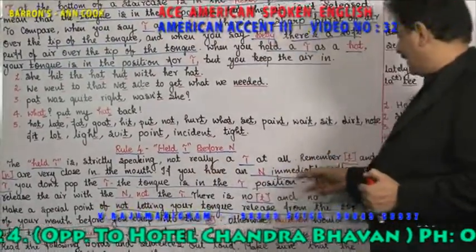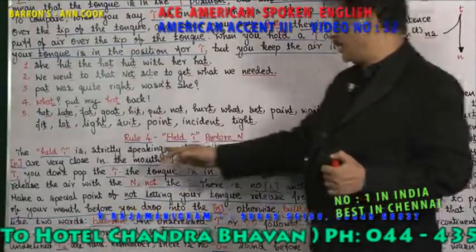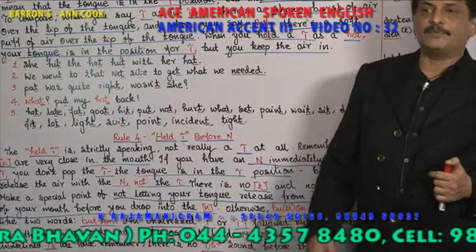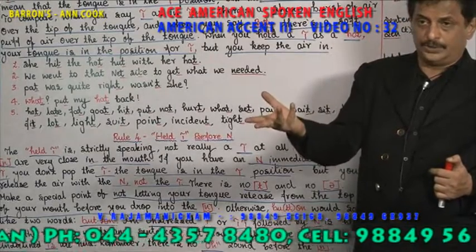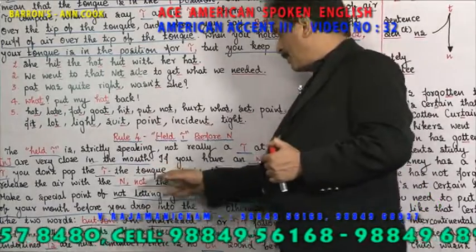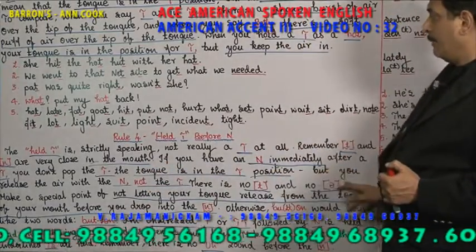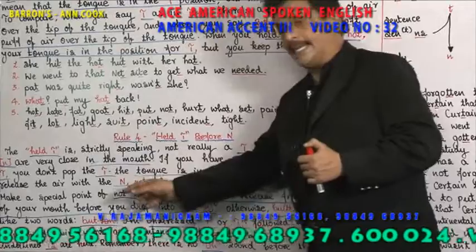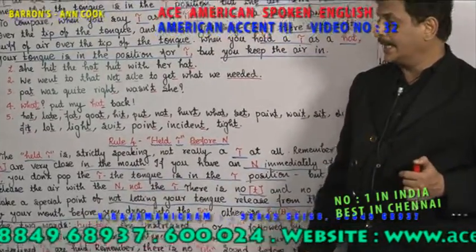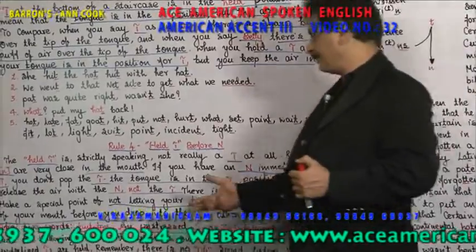If you have an N immediately after a T, you don't pop the T. After T, N comes, you don't push the T outside. The T is not popped up. The tongue is in the T position, but you release the air with the N. The N sound should be released. Mountain. N should be released.